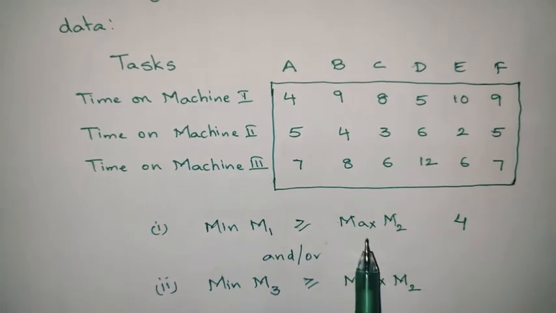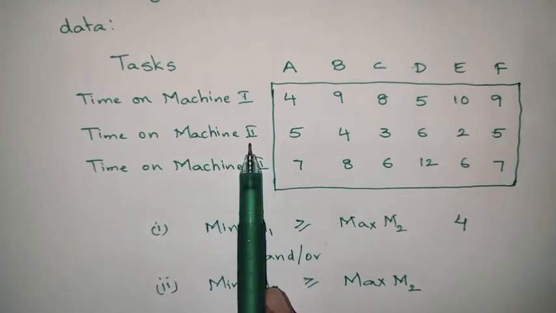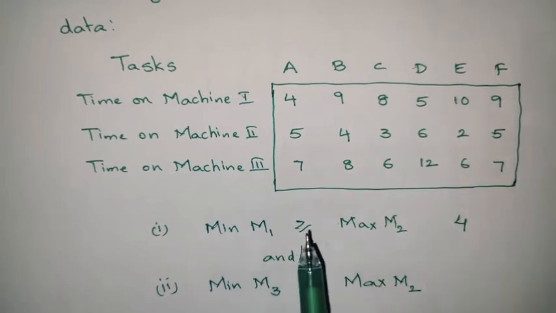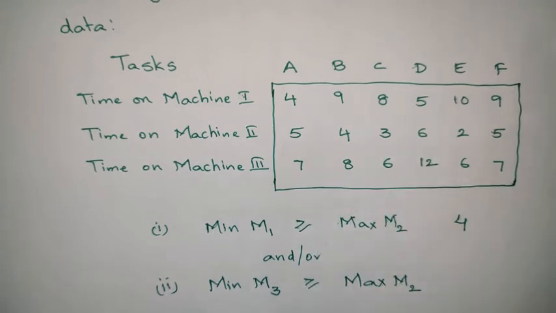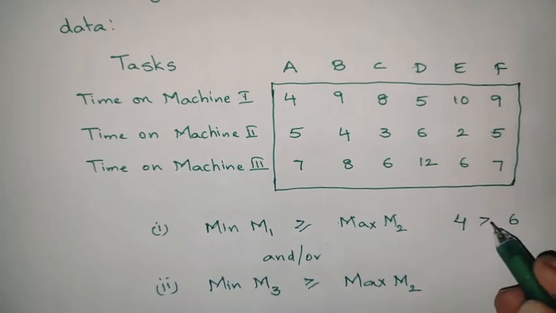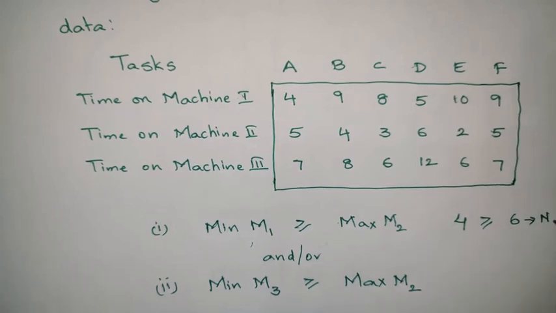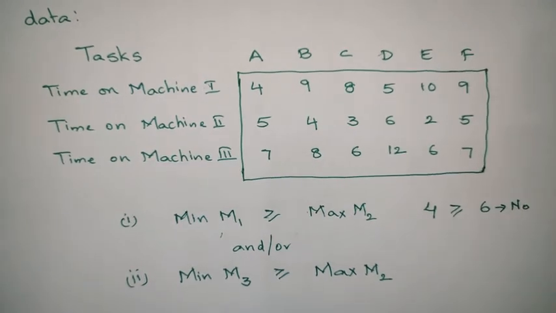And next, the maximum value on M2. M2 means machine 2. The process times are 5, 4, 3, 6, 2, 5. What is the maximum value? The maximum value is 6. Is 4 greater than or equal to 6, according to this condition? No. So this condition is not satisfied.